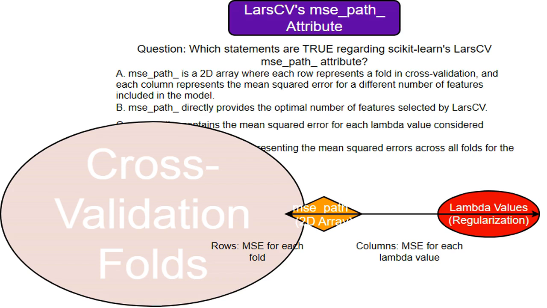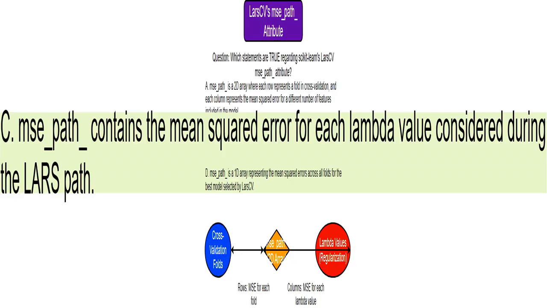This is to avoid overfitting and improve generalization performance on unseen data. The mean squared error is a measure of how well the model fits the data. Smaller values indicate a better fit. MSEPATH contains all MSEs, one for each possible lambda used in the LarsCV process.